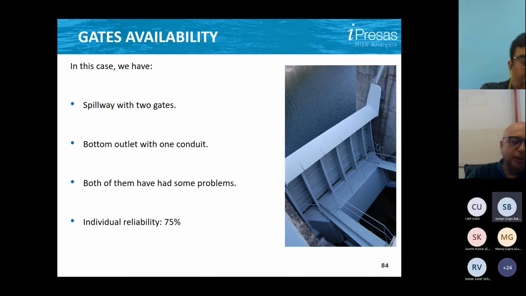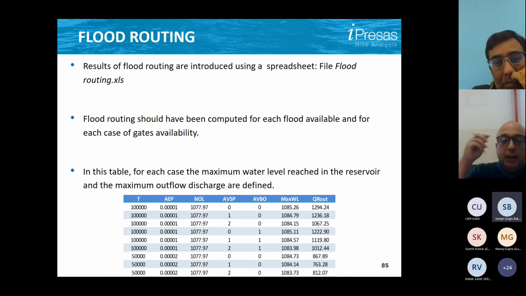Or if you don't want to write it down, you will have to have this presentation open. So we need to do the flood routing, which means for every return period, and depending on whether you have the bottom outlet working or not working, and a spillway working properly, 0, 1, or 2 gates, we need to do what I call a parametric routing.